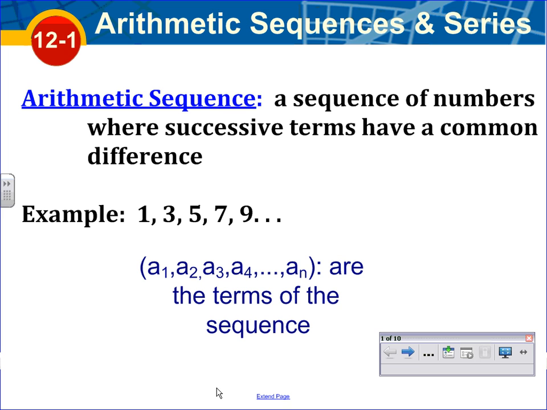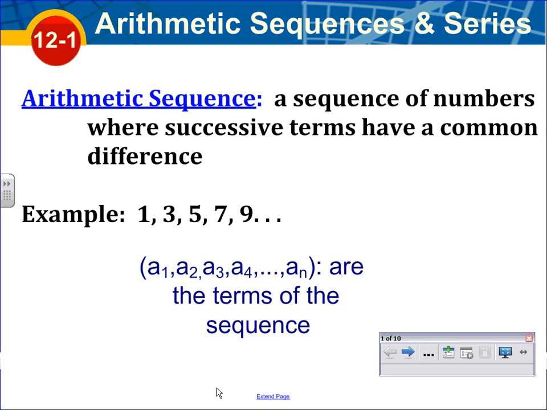All right, so first, an arithmetic sequence is a sequence of numbers where successive terms have a common difference. So if you look at the sequence that is there, it's 1, 3, 5, 7, 9. Obviously, it's just odd numbers, but from one term to the next, you're adding or subtracting. That's basically what's happening with an arithmetic sequence. It's arithmetic, so it's just addition or subtraction. So in this particular situation, we're adding 2 to every term to get to the next term.